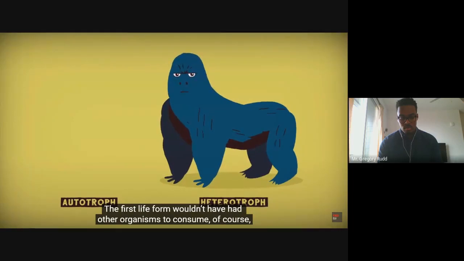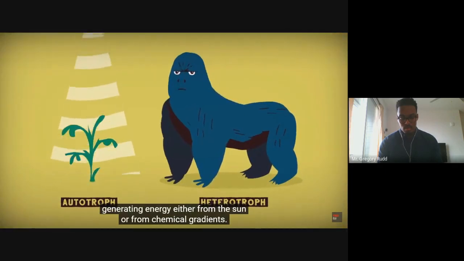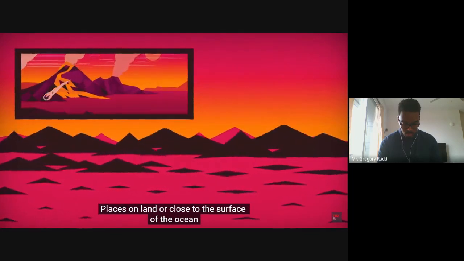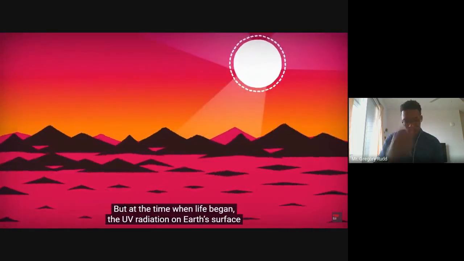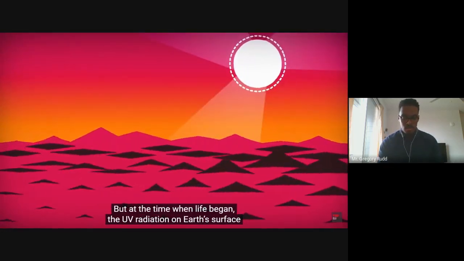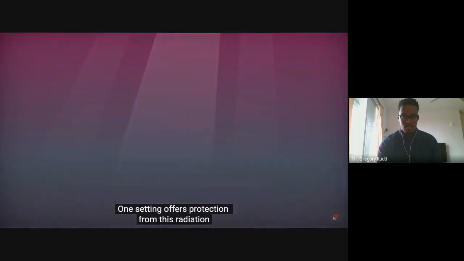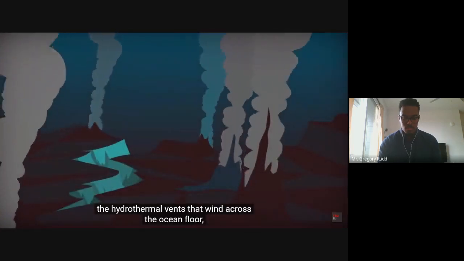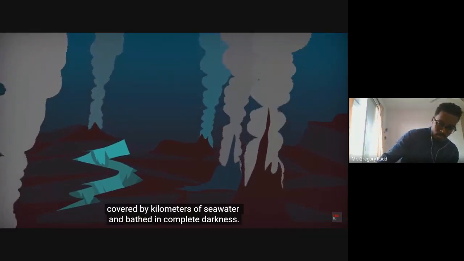The first life form wouldn't have had other organisms to consume, of course, so it must have been an autotroph, generating energy either from the sun or from chemical gradients. So what locations meet these criteria? Places on land or close to the surface of the ocean have the advantage of access to sunlight. But at the time when life began, the UV radiation on Earth's surface was likely too harsh for life to survive there. One setting offers protection from this radiation and an alternative energy source: the hydrothermal vents that wind across the ocean floor, covered by kilometers of seawater and bathed in complete darkness.